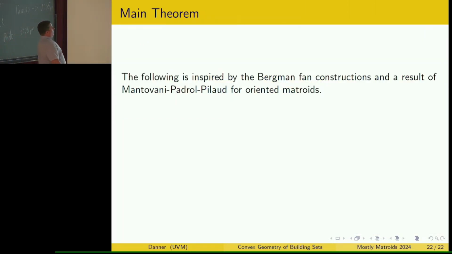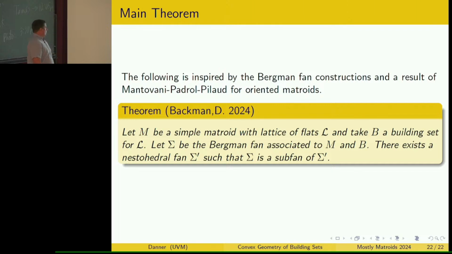The following is inspired by the Bergman fan constructions and a result of Mantovani, Padrol, and Palu for oriented matroids. It's sort of a corollary to the main theorem of the paper. You take a simple matroid with a lattice of flats, take an arbitrary building set, look at the Bergman fan associated to it, then there exists a nestohedral fan, associated to a Boolean matroid, such that the Bergman fan of this one is a subfan, lives inside of it. Sort of an interesting analog of Cayley's theorem for groups, that every group lives inside of a permutation group.